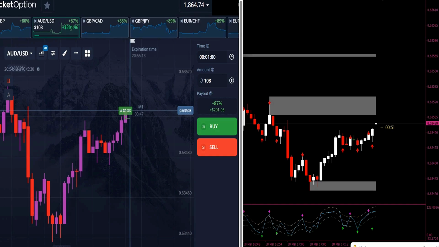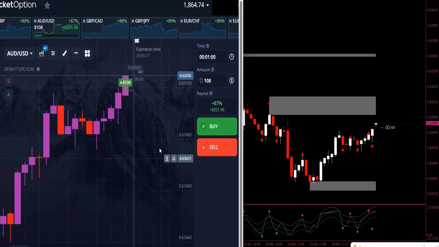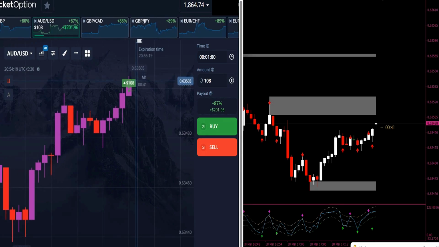For example, when you get a buy signal, ensure the market is trending up and the price is not near a strong resistance level. When you get a sell signal, ensure the market is trending down and the price is not near a strong support level. If the market has a strong trend, it's okay to trade near weaker support and resistance levels, but never trade at strong levels or against the trend.